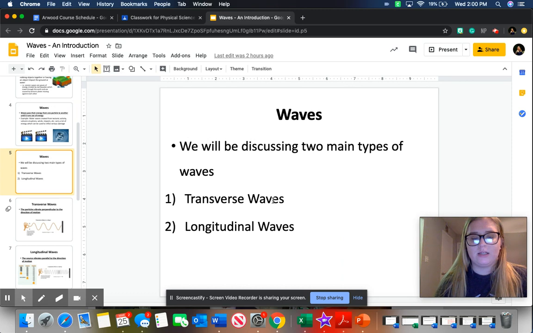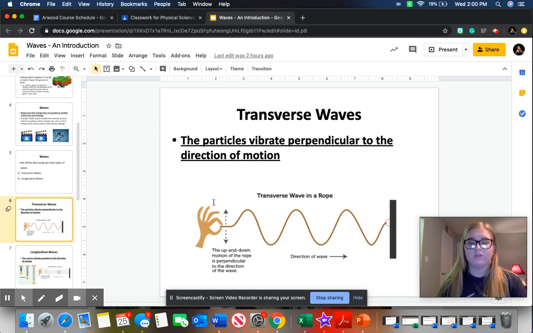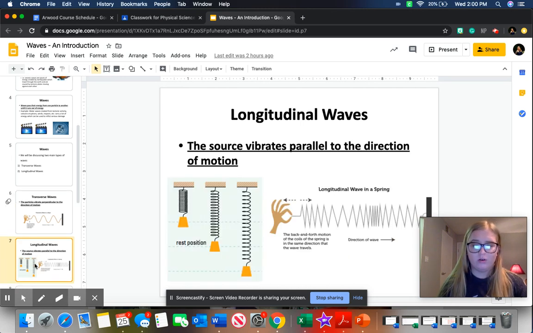So there are two main types of waves: transverse waves and longitudinal waves. Transverse waves are like the waves in a rope. They are perpendicular in motion, so they go up and down, sideways. Whereas longitudinal waves are parallel to the direction of the motion. So they kind of go downward or upward, depending on what it is.